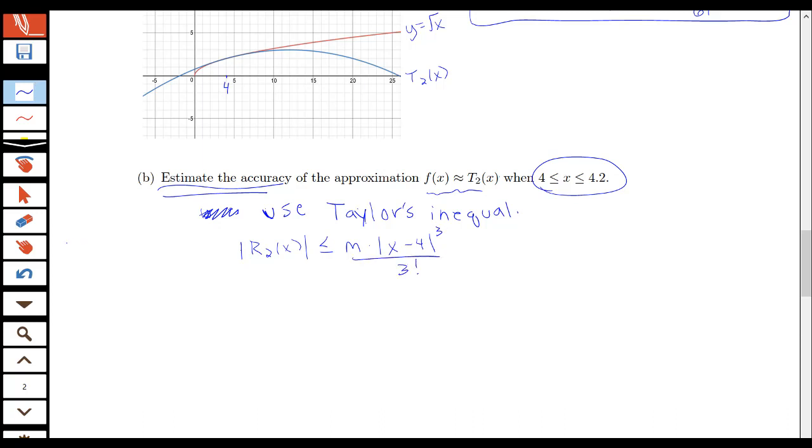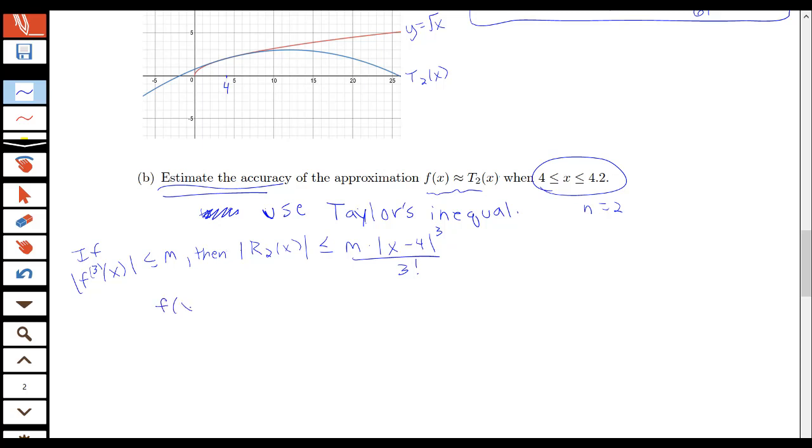Okay, if we can find a bound on our n plus 1th derivative. So let's see. Here n is 2, so n plus 1 is 3. So we're trying to find a bound on the third derivative to help us find a bound on our error. So what is the third derivative in this case?